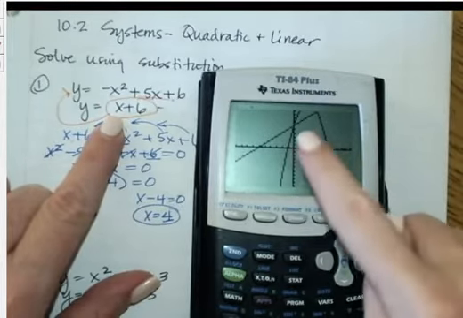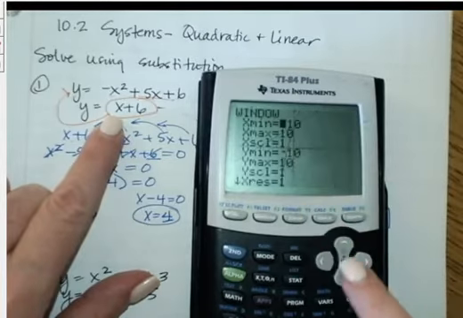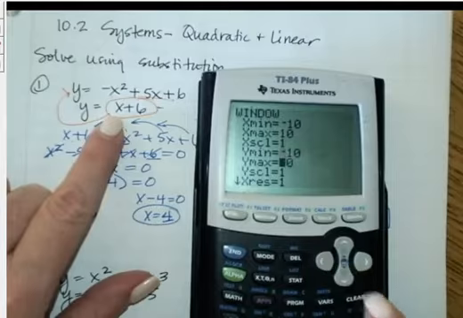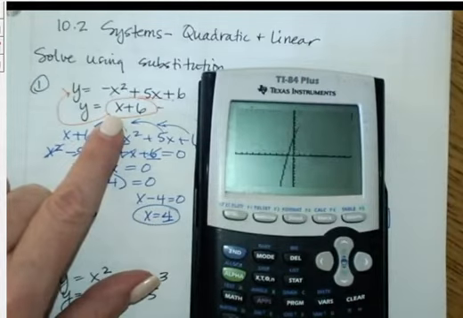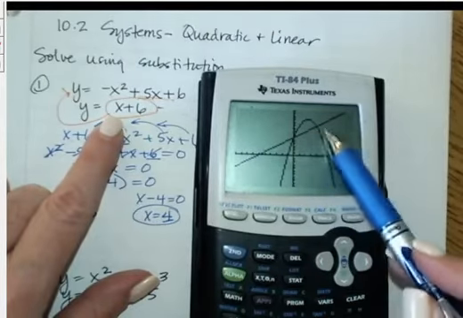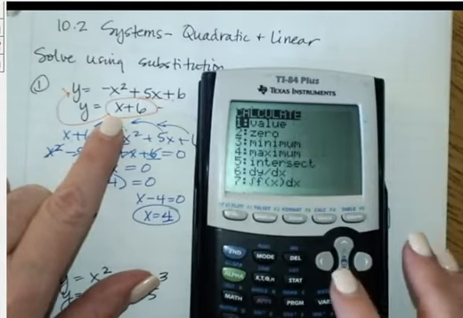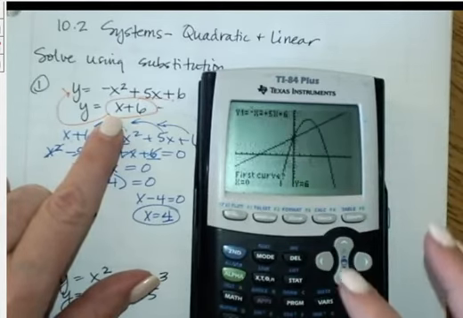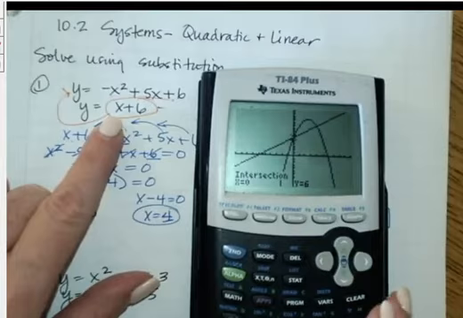So I can't quite see it all, so I need to extend my window, my y-axis, a little bit. If I take my window, notice the highest y value is 10. If I take that up to 15, I should be good. Let's see what happens. Yeah, I see that now. So I am looking for these values right here, these intersections right here. All right, so I'm going to do second trace, and I'm going to go to intersection. Now, first curve, second curve, three enters, and I have (0, 6).